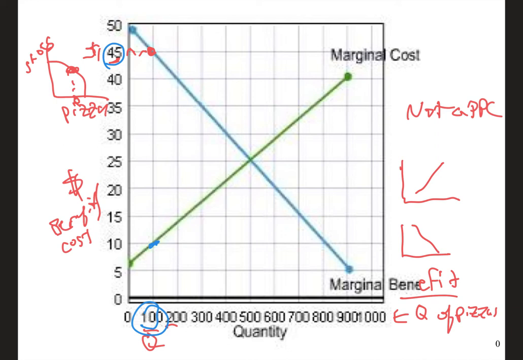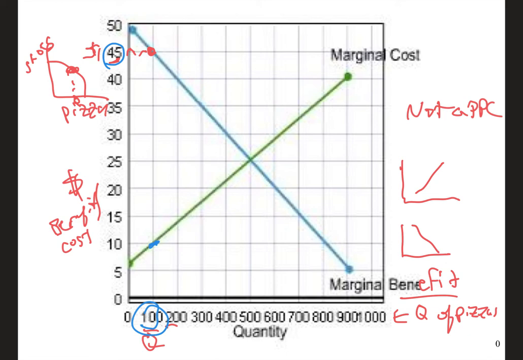At a quantity of 200, is marginal benefit still greater than marginal cost? Yes, so produce 200, 300, 400. The rule of thumb is that we're going to keep producing up until the point where marginal benefit is equal to marginal cost. The minute you're about to produce that next pizza where the marginal cost is going to be higher than the benefit of what somebody's willing to pay, stop there. You're not going to produce the 501st pizza. It makes no sense if you're calculating every next pizza's marginal benefit and marginal cost. You keep producing when marginal benefit is greater than marginal cost.